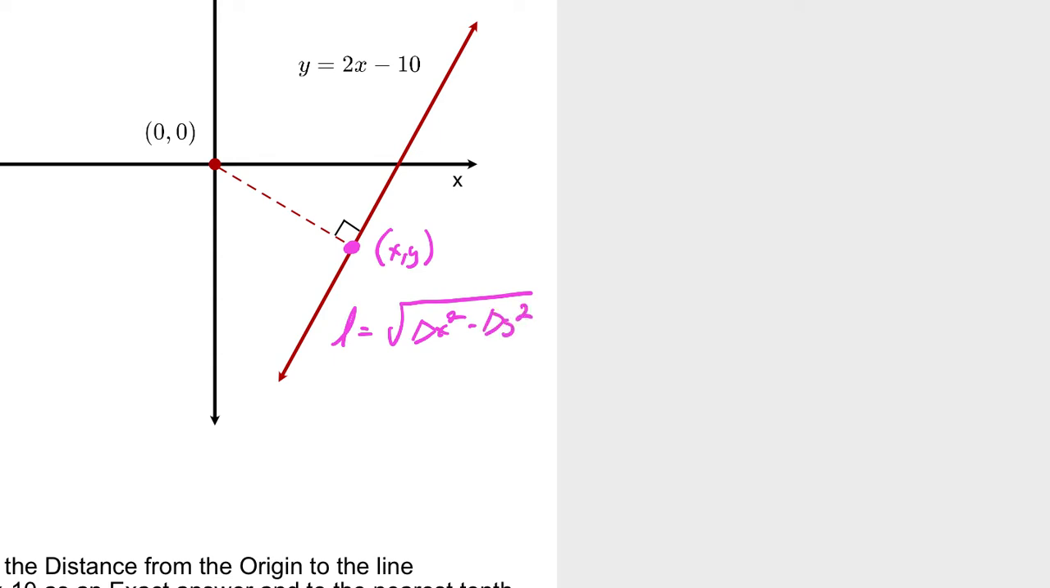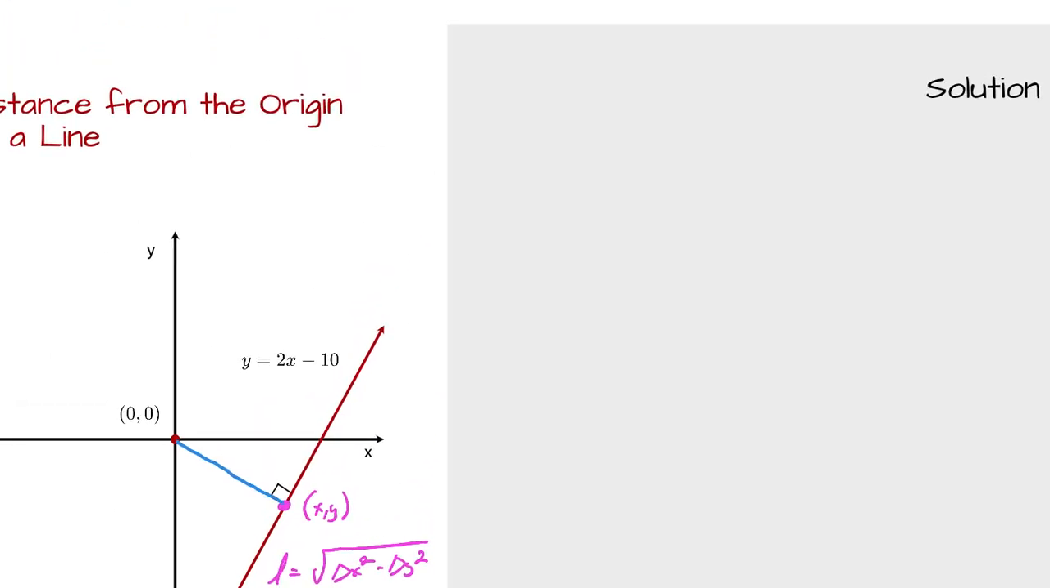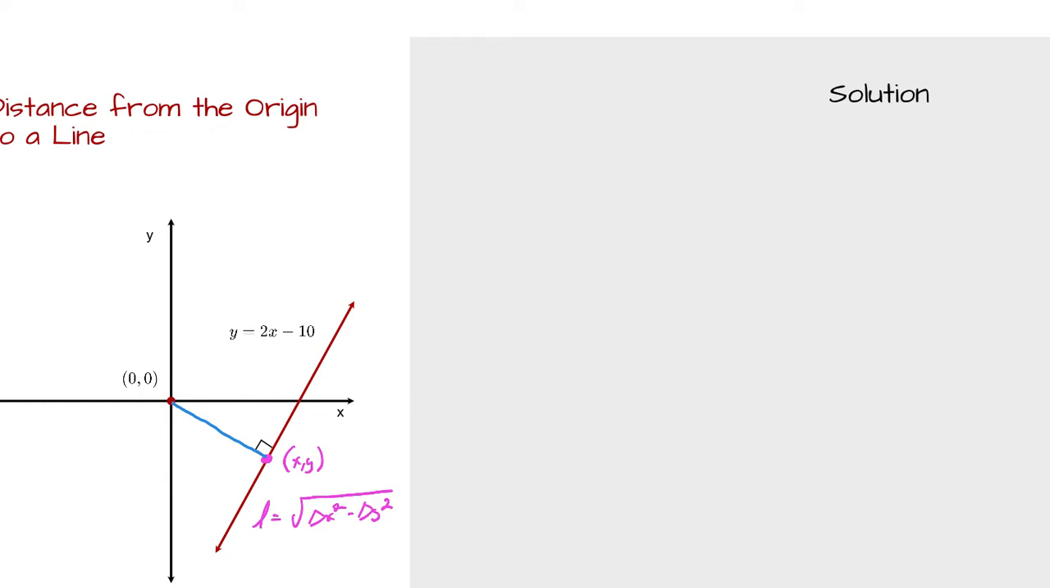So the first thing we have to do is find the equation of this now blue line. And once we have that equation, we can use a system of equations to find the point of intersection. So here we go, finding the equation of that blue line. To find it, we need 2 things: a point and a slope. Well, we have the point. To find the slope, we're going to use the perpendicular slope of the line given.